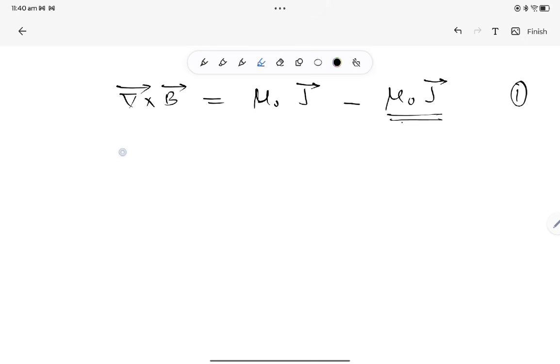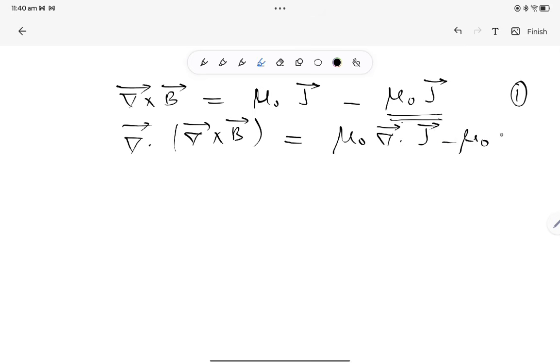That expression is very, very important. What is that? First, let us see. Let's take again the divergence of this equation throughout, that is, mu naught del dot J minus mu naught del dot J.